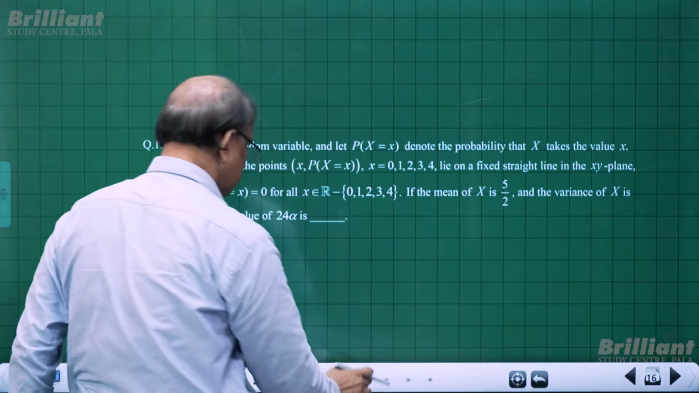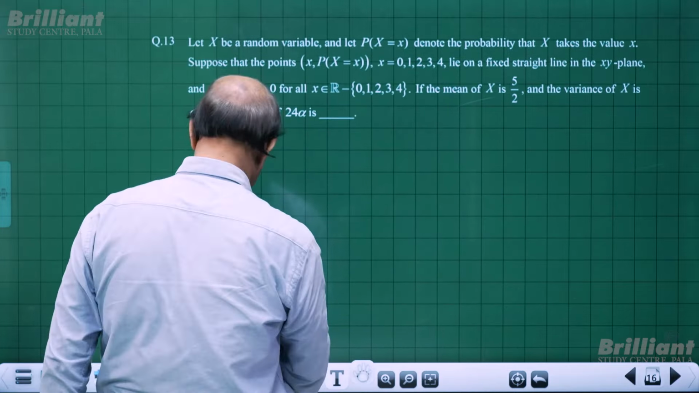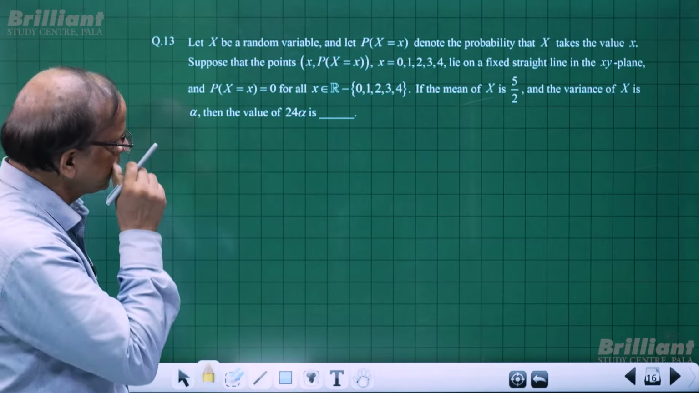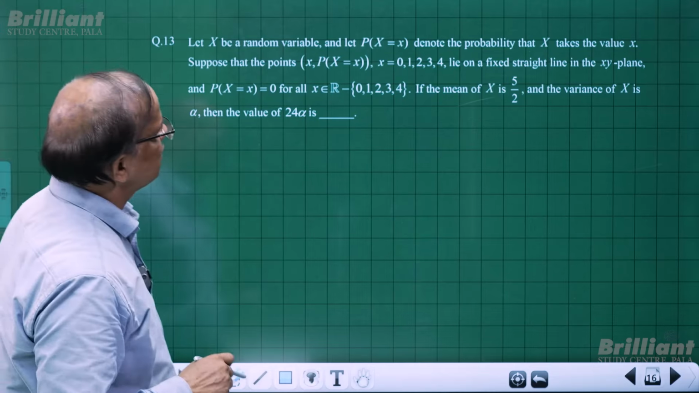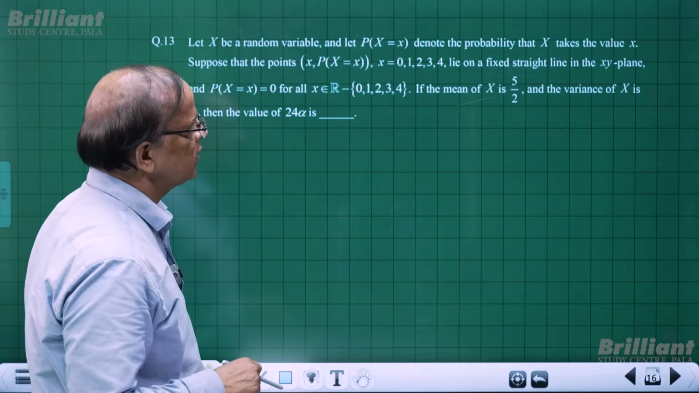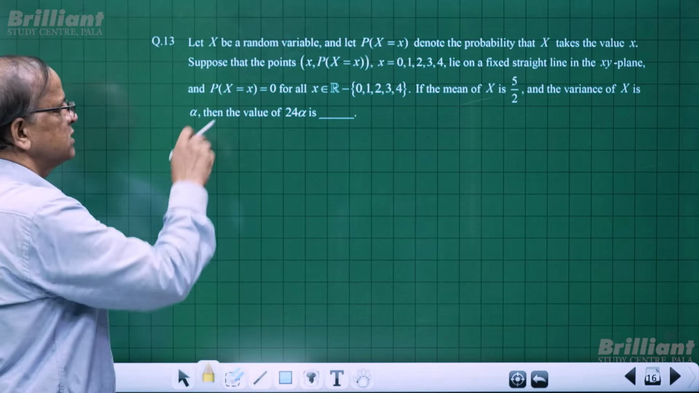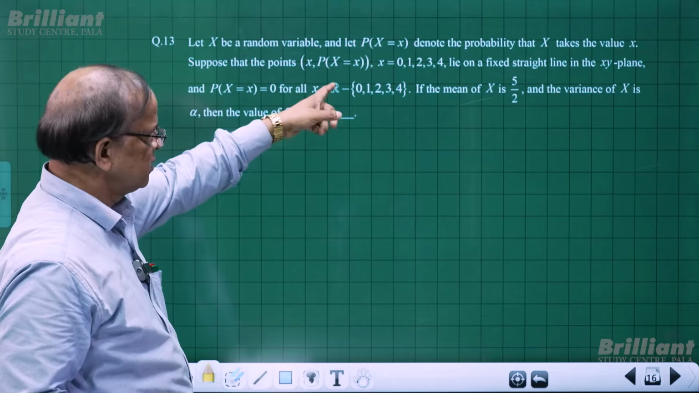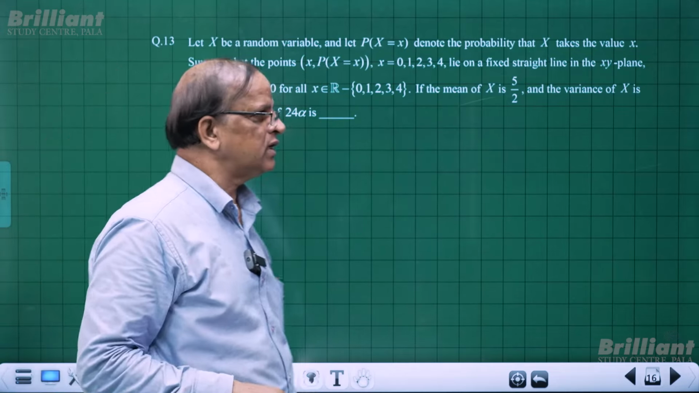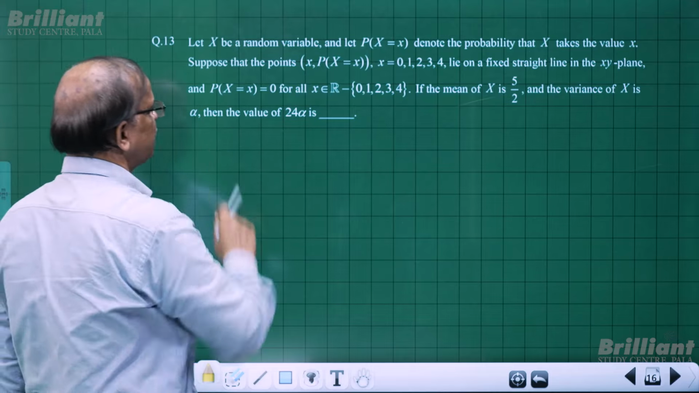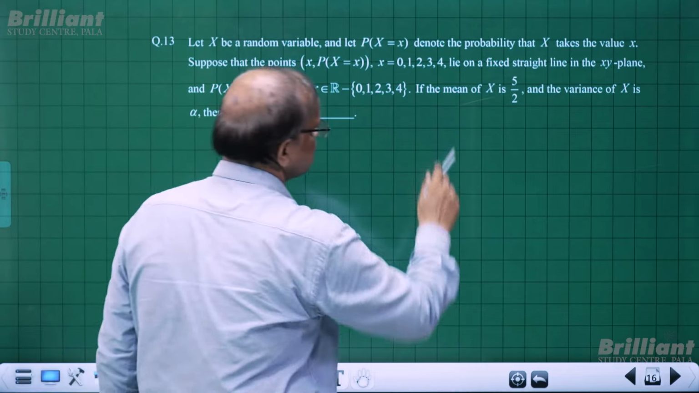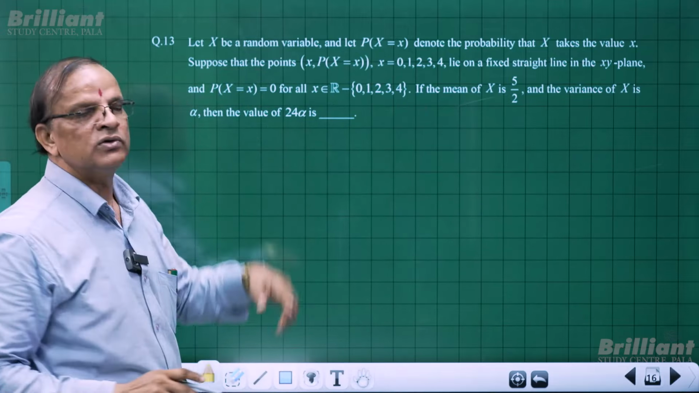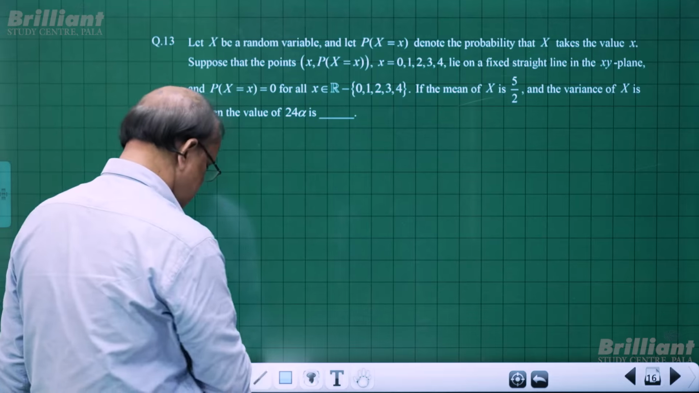Now, here this is a random variable based question. Let x be the random variable and p of x is the probability that x takes the value x, and these points lie on a fixed straight line in the xy plane, and p of x is x 0 for all x belonging to this set, the mean is this, and the variance of x is alpha, then 24 alpha is the question, okay.